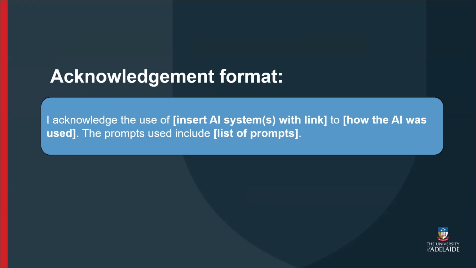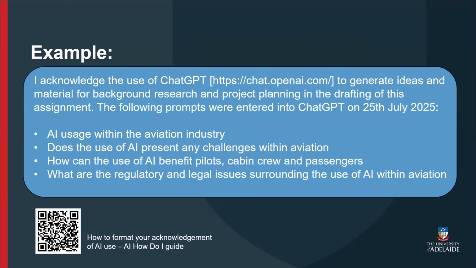It's about acknowledging the use of what AI tool you used, with a link. Then you describe how the AI was used, and then also include a list of prompts that you used. So we'll actually have a look and see how this works in practice. So here's a complete example of an AI acknowledgement. This example shows how to be specific about the tool, the purpose, and the prompts. And we'll take a closer look at each part of the acknowledgement format to make sure it's clear for you.